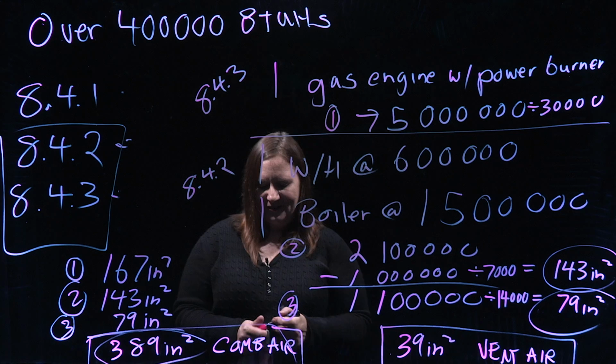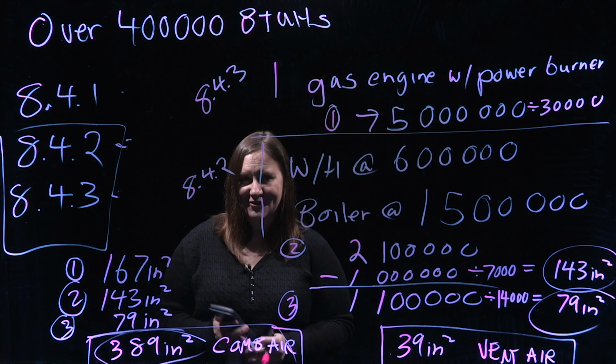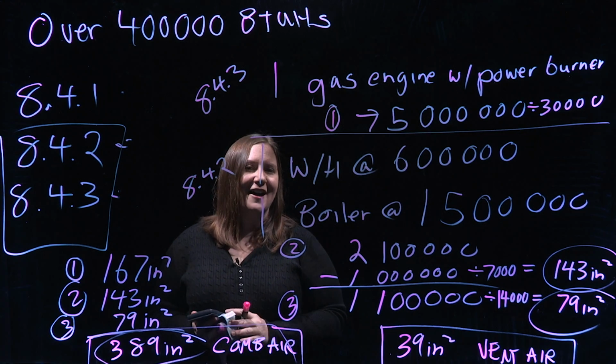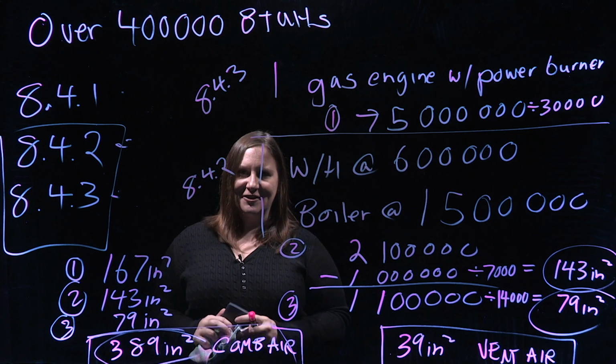And that is how you calculate your combustion air and your ventilation air requirements for combined inputs over 400,000 BTUs.